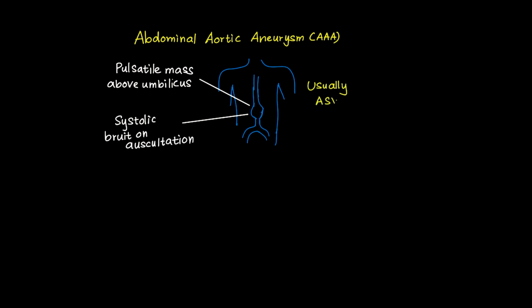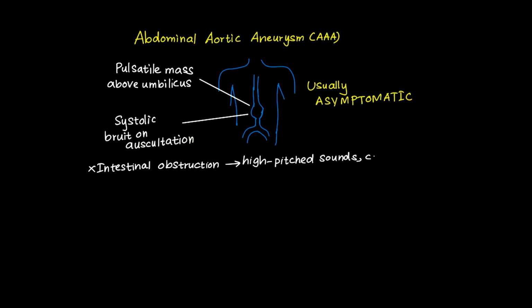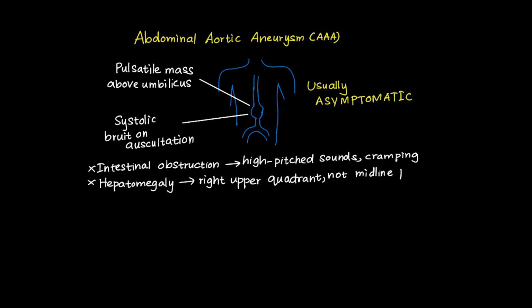Most aneurysms are completely silent until they get dangerously large or rupture. Now, intestinal obstruction gives you hyperactive, high-pitched bowel sounds and cramping, not a pulsatile mass. Hepatomegaly sits in the right upper quadrant and doesn't pulse in the midline. An inguinal hernia is in the groin, nowhere near the supraumbilical area.